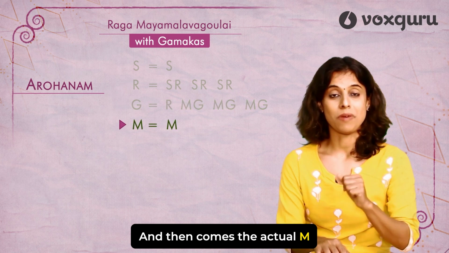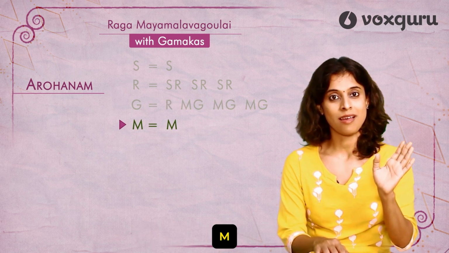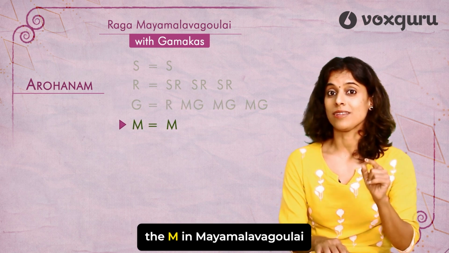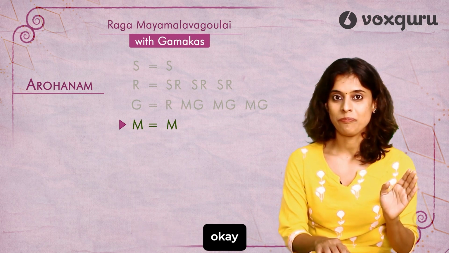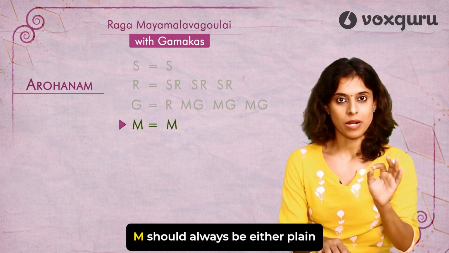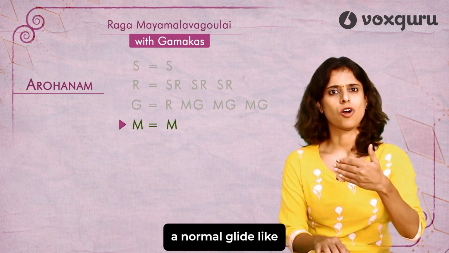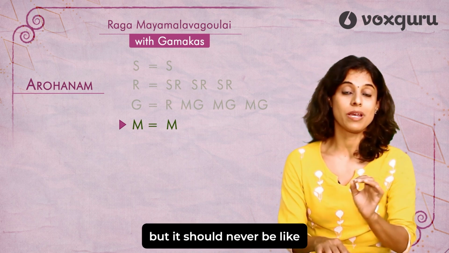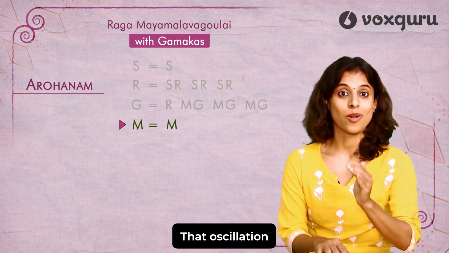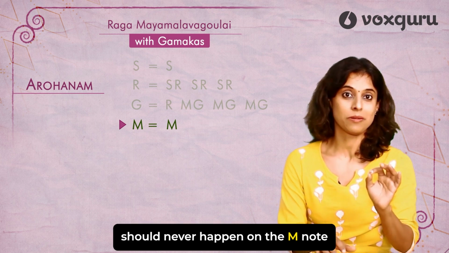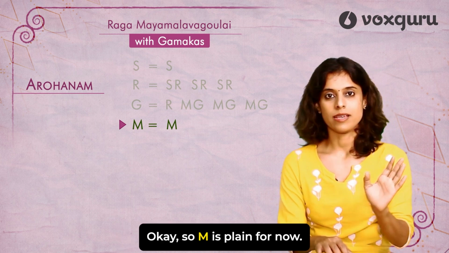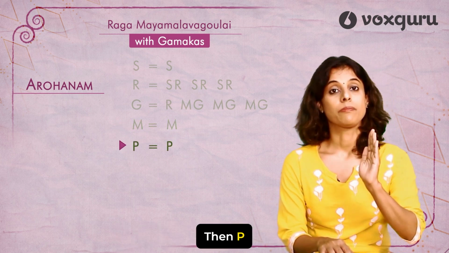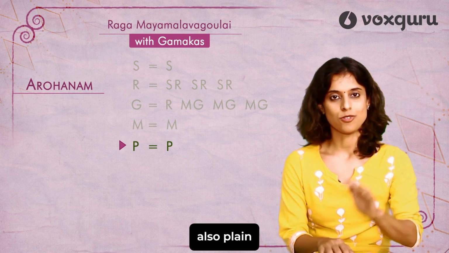And then comes the actual Ma, which is plain. Make sure you never oscillate the Ma in Mayamalavagoulai. Ma should always be either plain or it can have a normal glide. That is also okay, but that oscillation should never happen on the Ma note. So Ma is plain for now. Then Pa, also plain.